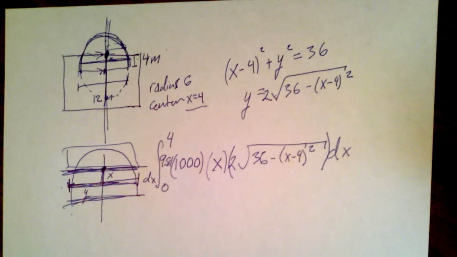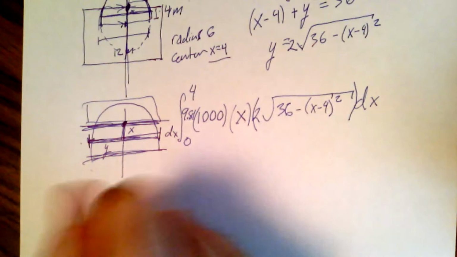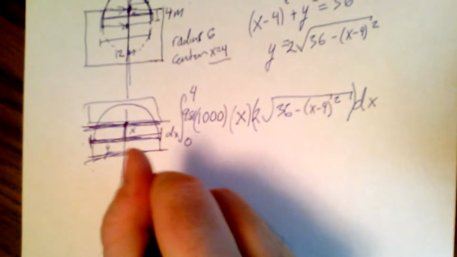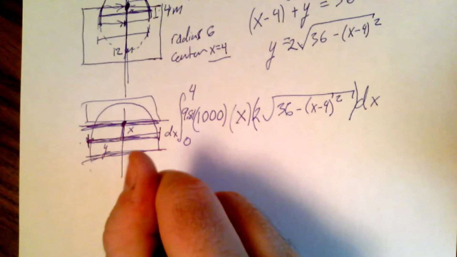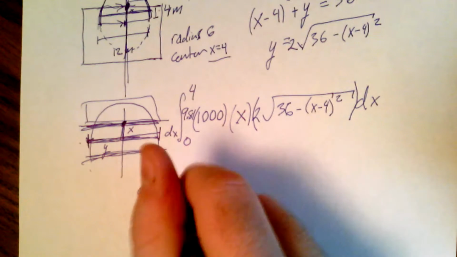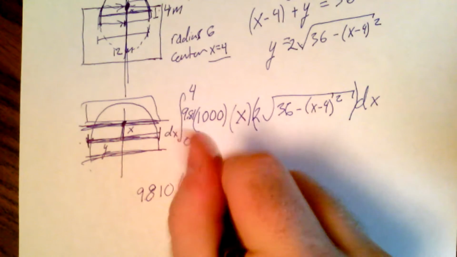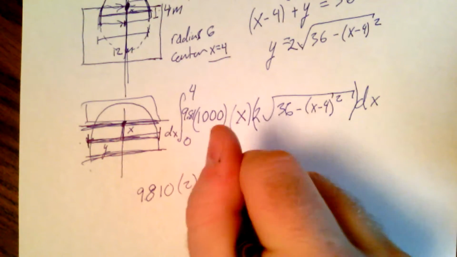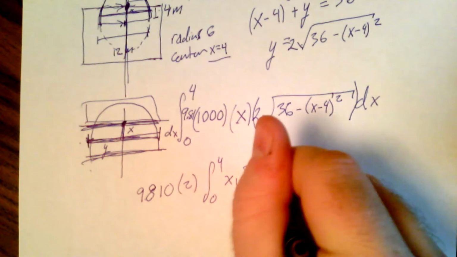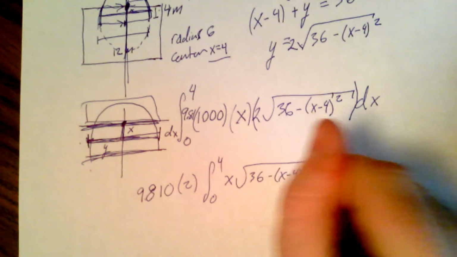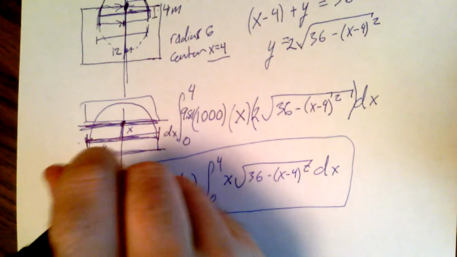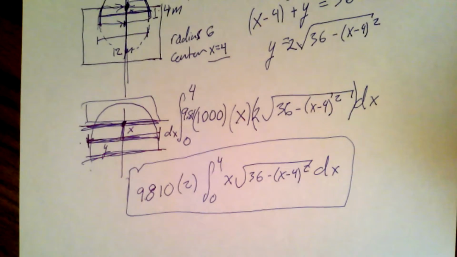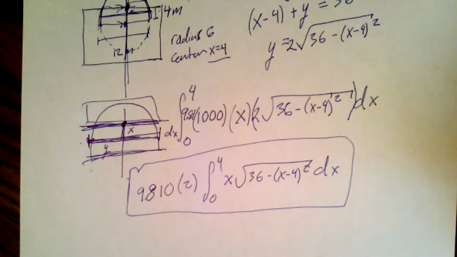Okay, so this is the integral that we need for the first one. Let's clean it up, pull out all the constants. 9.81 times 1,000 is 9,810 times 2. Then we have the integral from 0 to 4 of x times the square root of 36 minus (x minus 4) squared dx. This is our integral. The u substitution solves it nicely, and we will leave it like so.